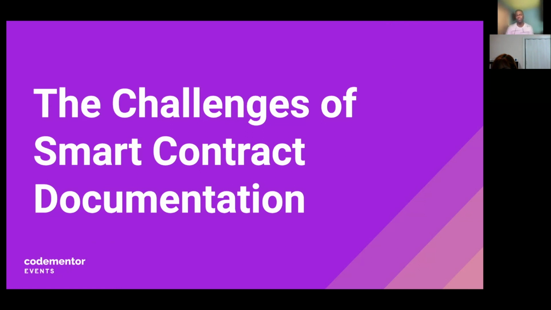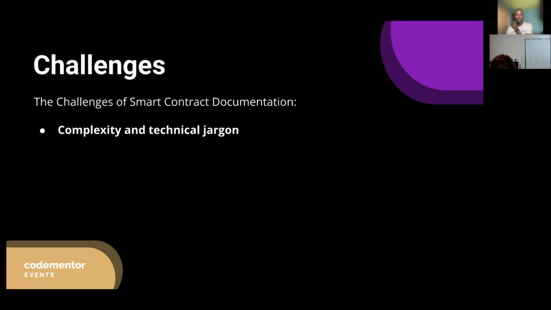There are quite a whole lot of challenges because developers are building the applications. We have project managers managing the whole project. We have product managers and so many people in different areas of the development phase. But documentation can be a problem. Why? We'll take a look at different reasons why smart contract documentation is challenging, why we need AI, and how AI can fix it.